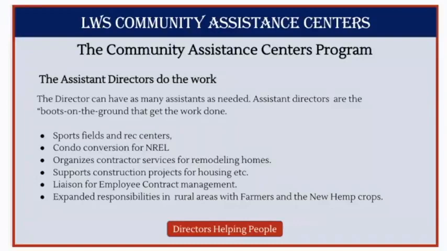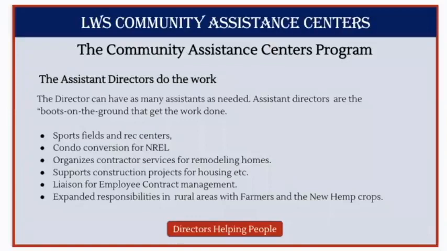Liaison for the employee contract management. I would say his primary job is to find and help put service-oriented businesses under employment contracts. One particular one could be involved with that, or you could have 5 or 10 or whatever. Expanded responsibilities in rural areas with farmers and the new hemp crop.